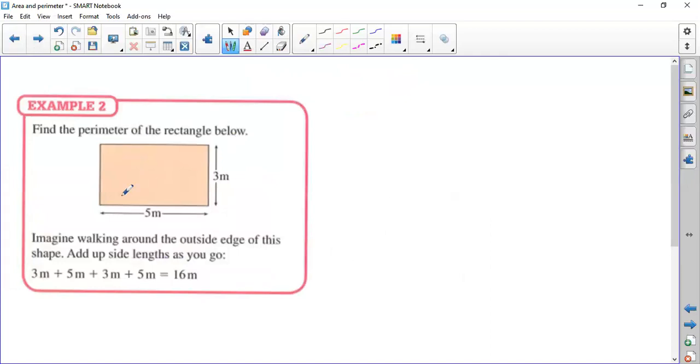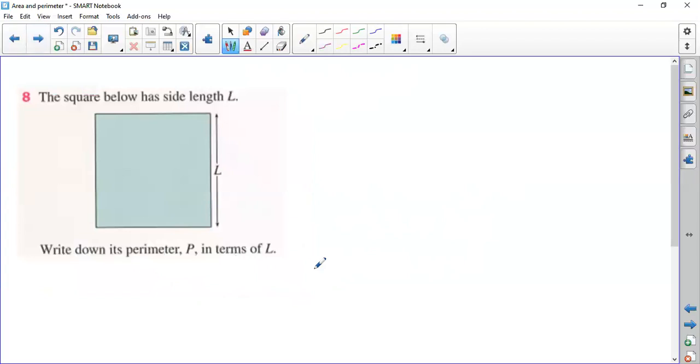So it is given a rectangle with side lengths 5 and 3. So the perimeter of this one will be what? 3 centimeters plus 5 centimeters plus 3 plus 5. Or we can write the perimeter as what? 2 times, as we said, length plus width, which is 2 times 5 plus 3, okay, which is 2 times 8, 16 meters. Okay, so this one will be the perimeter of this rectangle.